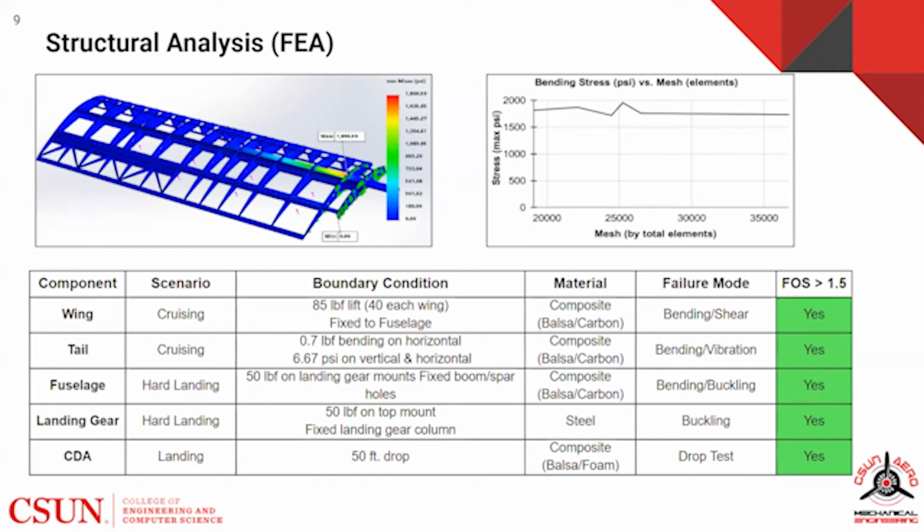The figure above includes a bending test performed on the wing during cruising to see if the wing would break under the lift loads. The wing was simulated to be fixed to the fuselage with a max lift load being applied from beneath the wing. Mesh refinement was performed on each of the tests until convergence was met, which can be seen on the plot. After analyzing the results, the FOS was seen to be greater than 1.5 for the wing, meeting the criteria.